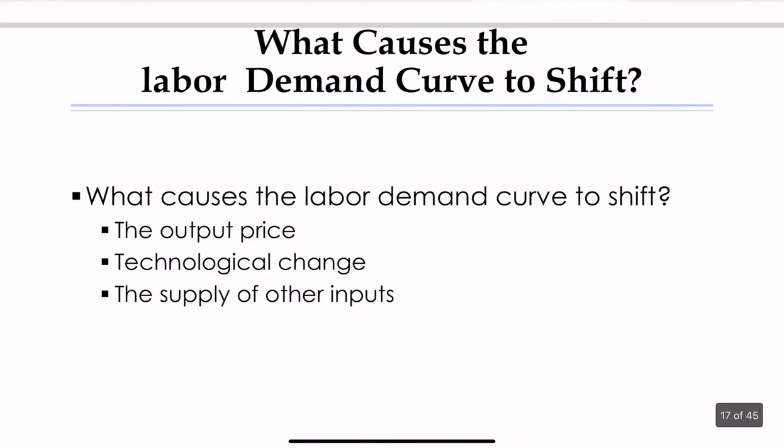Okay, now let's think about what kind of factors, what kind of reasons, can make the labor demand curve shift. So we will talk about three major reasons. The first is the output price, the second is technology change, and the third is the supply of other inputs.